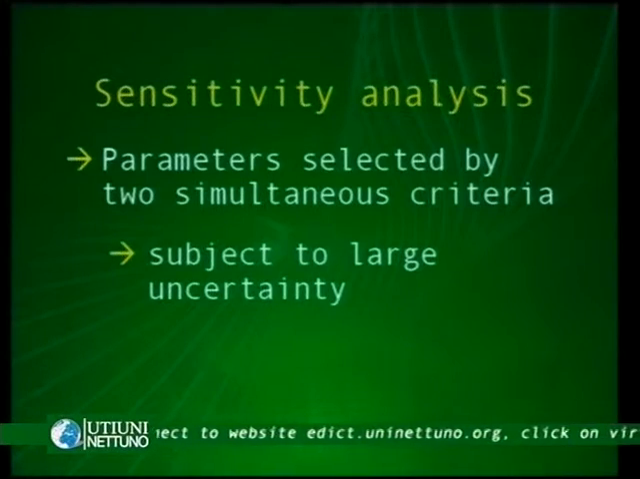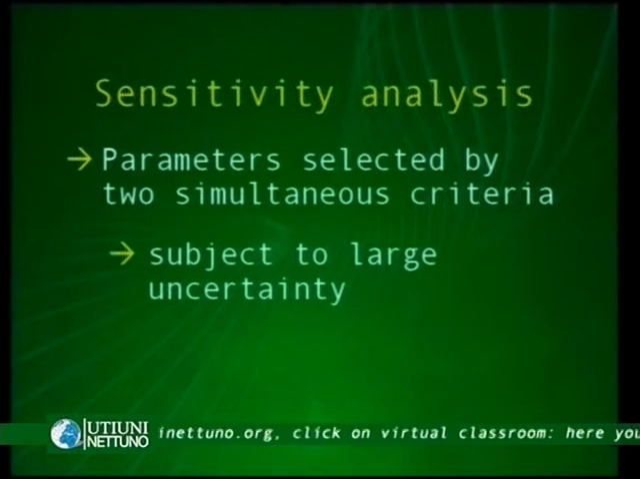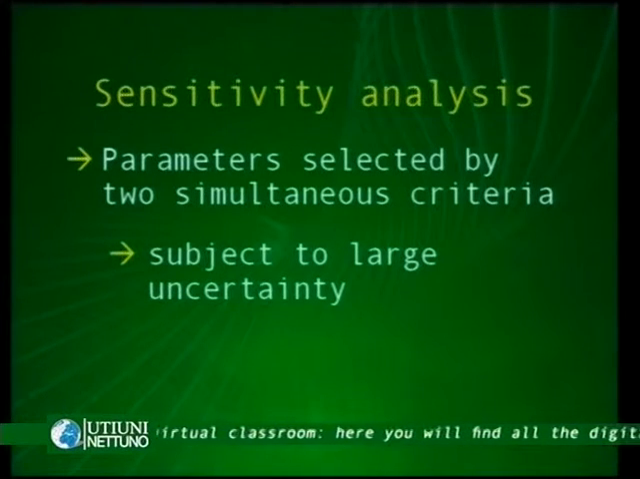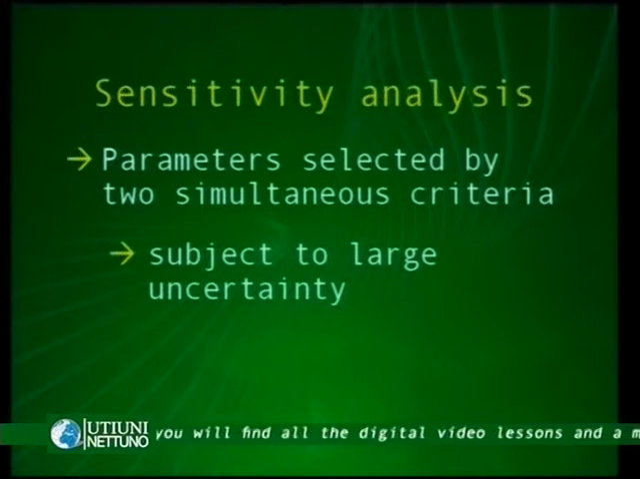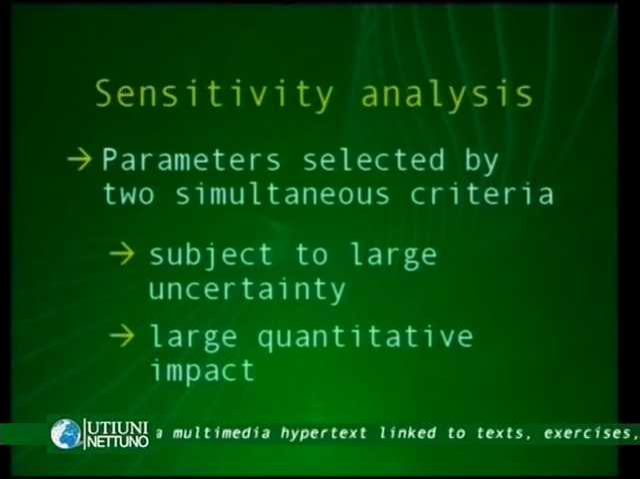So given this general definition of sensitivity analysis, when we choose the parameters to be selected for sensitivity analysis, we refer to two simultaneous criteria, in the sense that the parameters used for sensitivity analysis should present both criteria at the same time. They should be parameters that are subject to large uncertainty, and they should have a potential large quantitative impact on the value of the project.